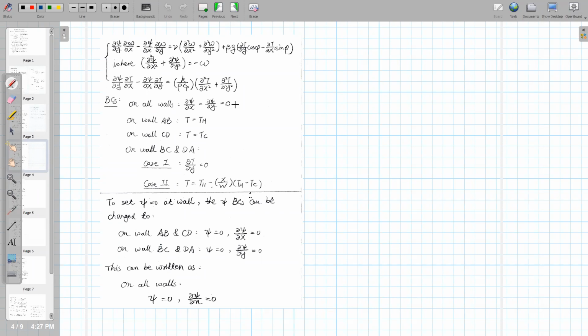Why? Because for this problem, if you use this boundary condition, you will see that all the boundary conditions for this psi stream function are in derivative terms. On all the boundaries, you only have the derivative terms, or you can say Neumann type boundary condition for the stream function, and this will make you unable to solve for the absolute value of psi.